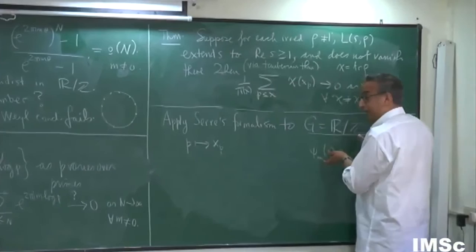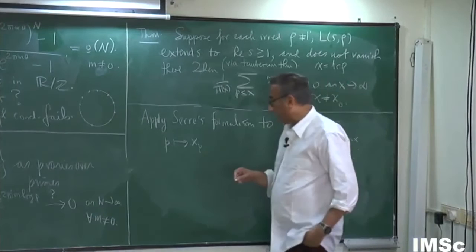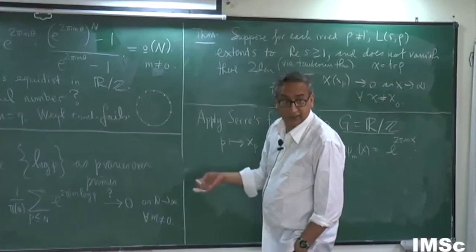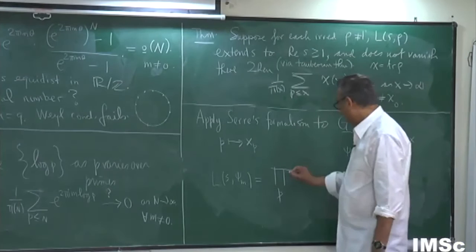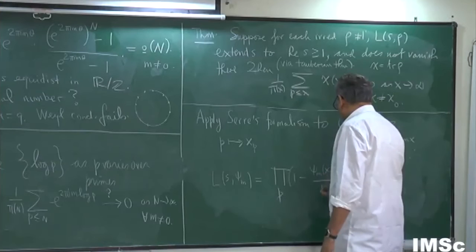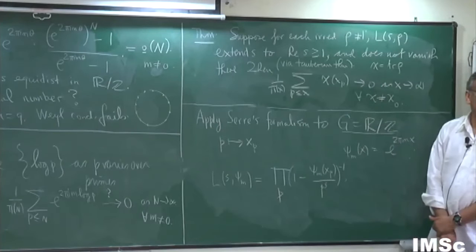Therefore, how do I construct an L-function? Well, there's no need to take the determinant because it's not a big representation, it's just a character. So L of psi sub m is equal to the product over the primes p. Well, the determinant is just 1 by 1, so it's 1 minus psi sub m of x_p over p to the s, inverse. So these are your L-functions that you would have to study in the context of the Sarnak formalism.